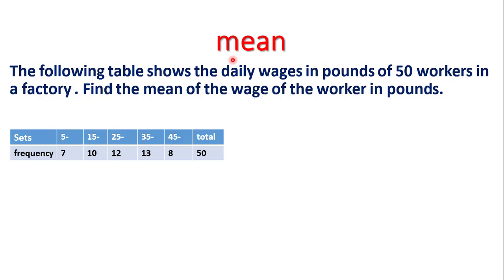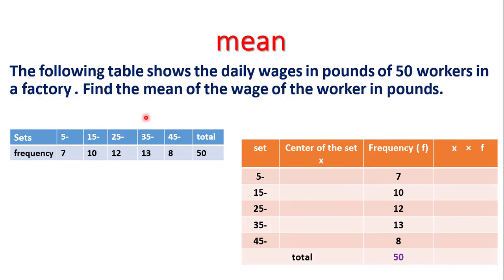In this case, if you want to calculate the mean, I'll prepare a new table and add two columns: the center of the set, and the center of the set times frequency. X is the center of the set. How do we calculate the center of the set? We studied before in primary 6. The center of the set means the lower limit plus the upper limit over 2.